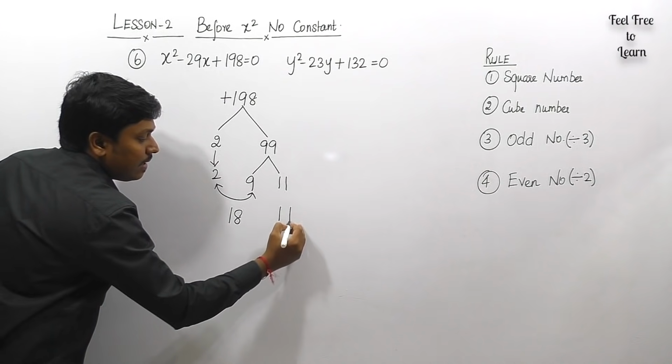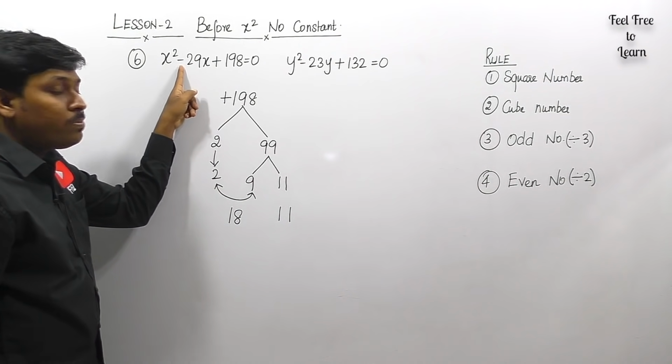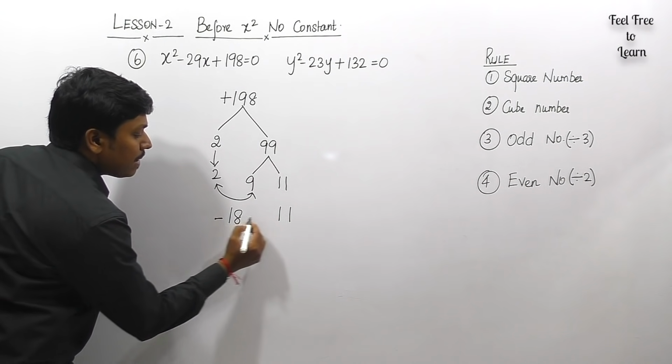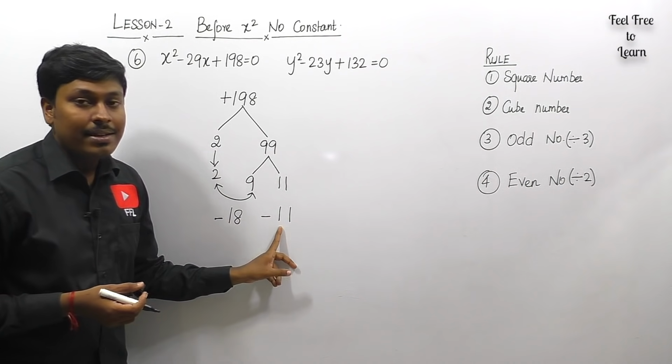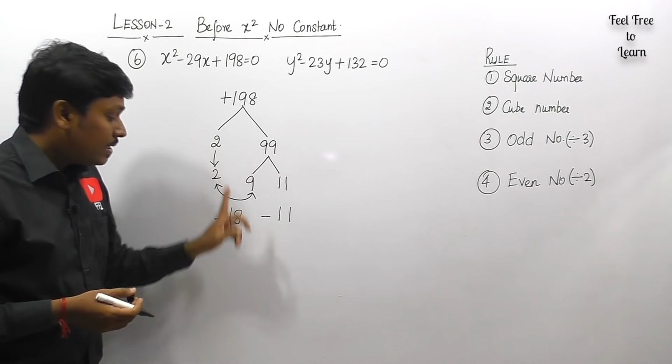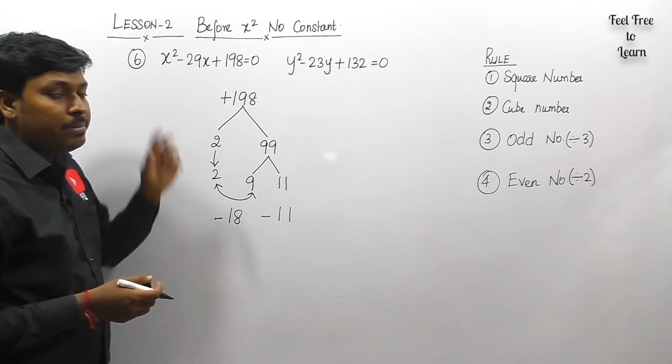And here it is 11. So when we add both the numbers, the resultant will be 29. But our target is to bring minus 29. So this can be taken as minus 18 and minus 11. That's it. So minus 18 into minus 11 will be plus 198. So minus 18 plus minus 11, when we add both the numbers, the resultant will be minus 29.